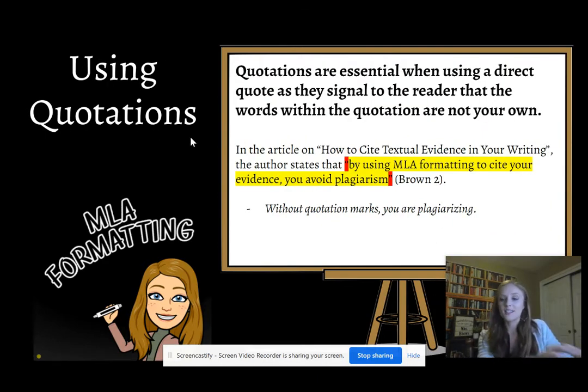Using quotation marks. This is the second step of citing in MLA formatting. Quotations are essential when using a direct quote as they signal to the reader that the words within the quotation marks are not your own.